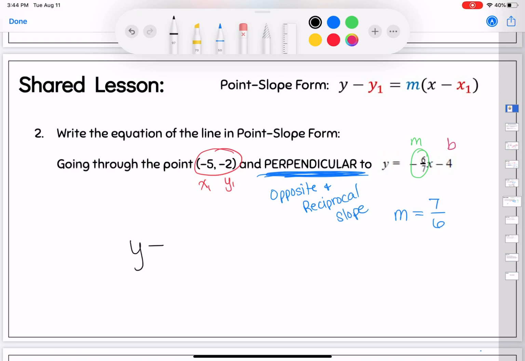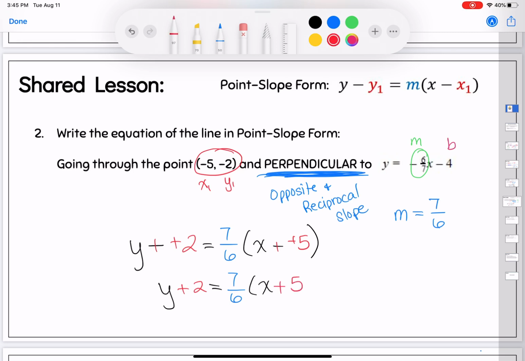So it'll be y minus, really watch the negatives on this one, -2 equals m, which is +7/6, parentheses, x minus x1, which was -5. All right, two double negatives in here, so definitely some simplifying to do. So I have y plus 2 equals 7/6, parentheses, x plus 5 as my final answer there.